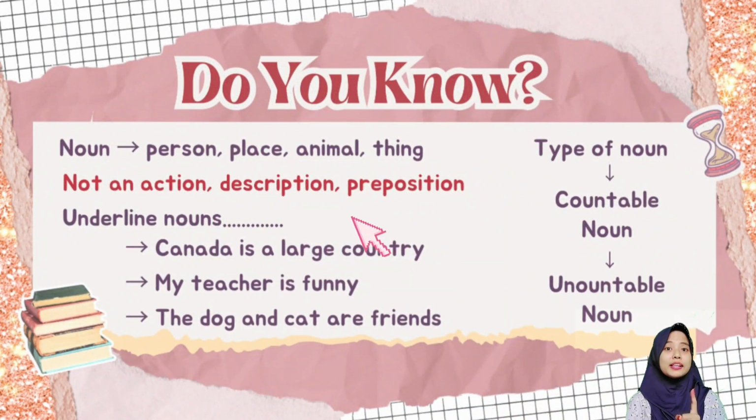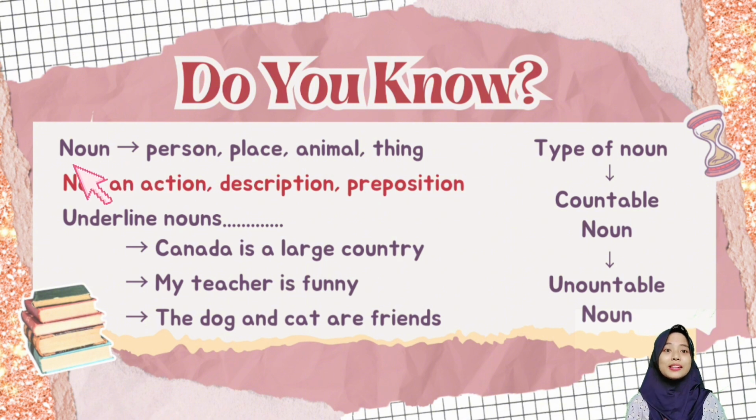The first point is, do you know what a noun is? A noun is a word. It can be a person. My name is Alya. Alya is a person. That is a noun. It can be a place. I come from Indonesia. Indonesia is a place. That is a noun. It can be an animal. I have a cat. Cat is an animal. That is a noun. It can be a thing. I have a pen. Pen is a thing. That is a noun. Or a feeling, for example, happiness, sadness, etc.